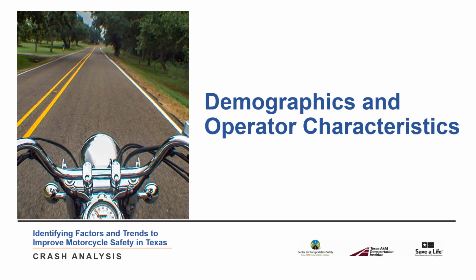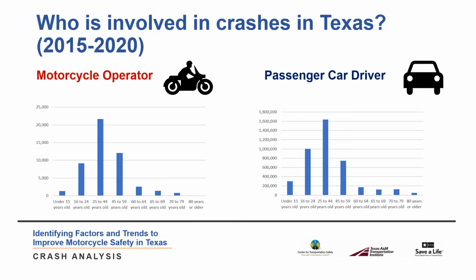This next section examines demographic and operator characteristics and how they are distributed across motorcycle versus passenger vehicle crashes. Let's go ahead and take a look at who's involved in motorcycle crashes and passenger crashes and how those differ. So who's involved in crashes? Let's find out. We first looked at age as it's one of the strongest factors associated with high-risk driving behaviors.